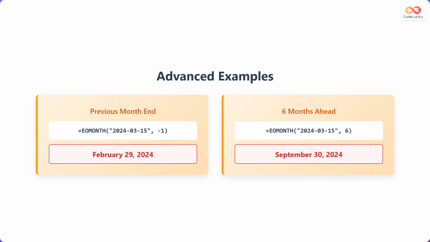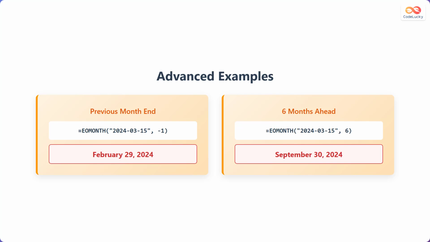Now let's explore some advanced examples. To find the last day of the previous month, if we start with March 15, 2024 and use -1 for the months argument, the formula is =EOMONTH("2024-03-15", -1). The result will be February 29, 2024, as February was a leap year.